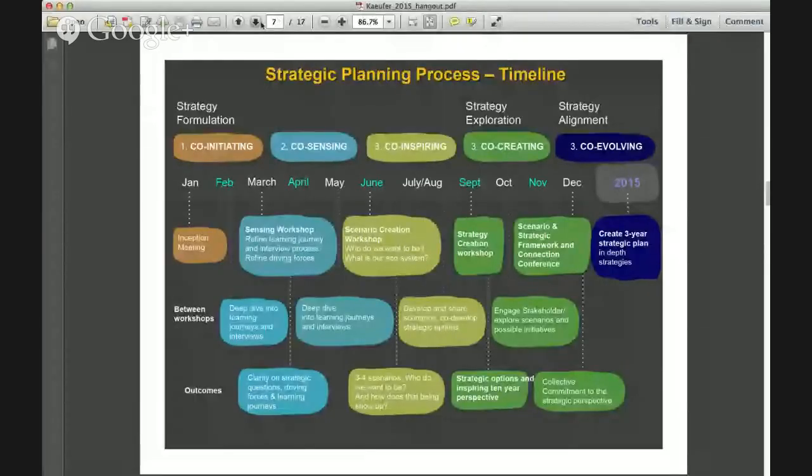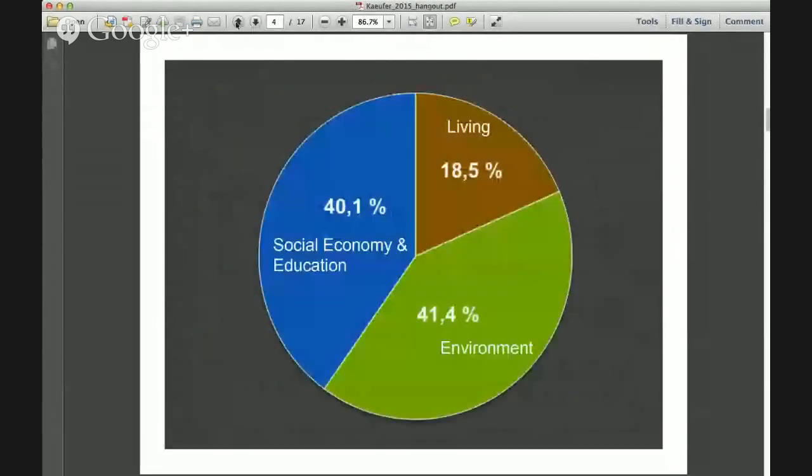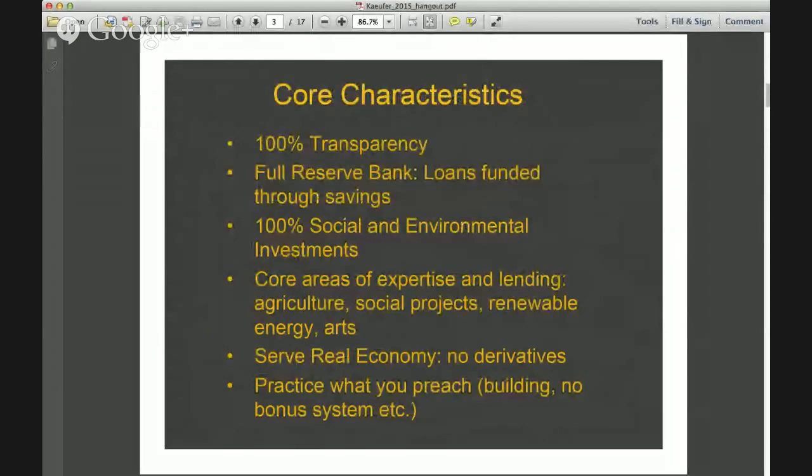Okay, so then if you don't have any questions, I just conclude with some final ideas on value-based banking. So to summarize the core characteristics of the value-based banks I work with: they work with transparency, they're full reserve banks, so their loans are funded through savings. They focus all their investments on social and environmental projects. They have specific expertise in the area, so they combine the banking business also with having explicit knowledge in certain areas.